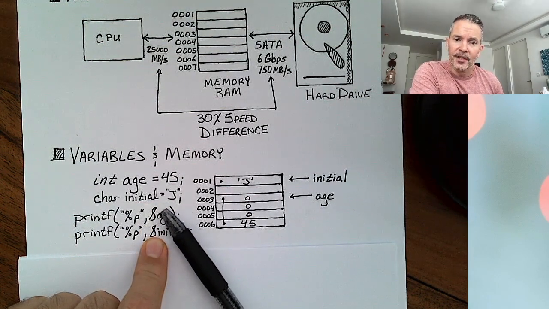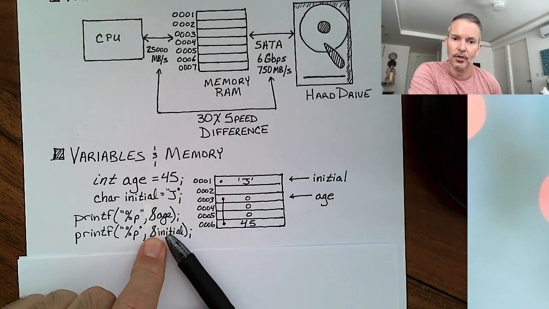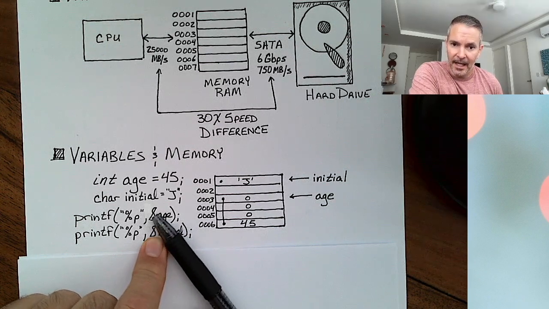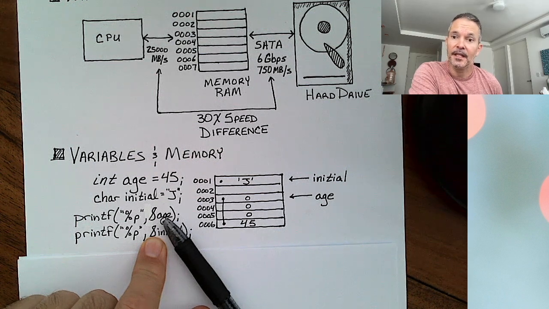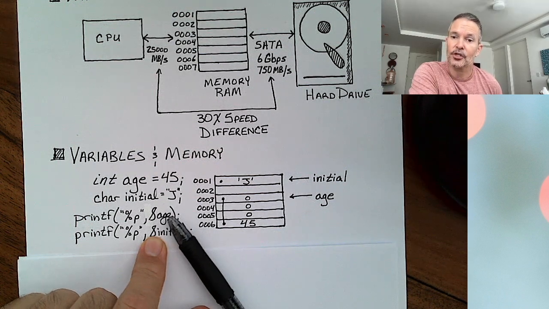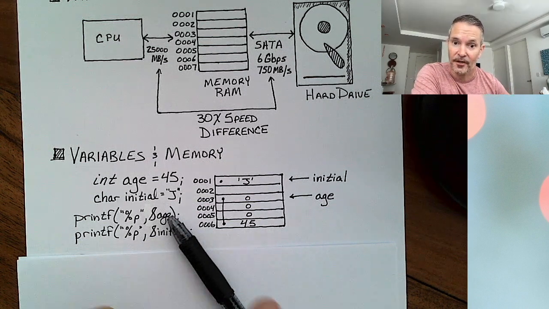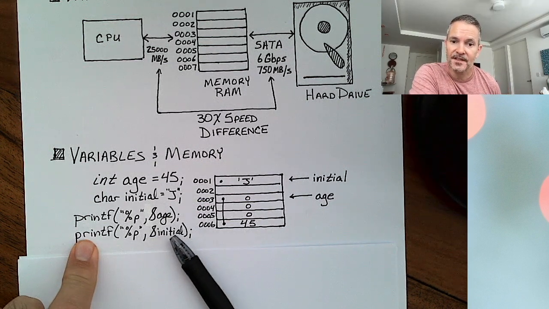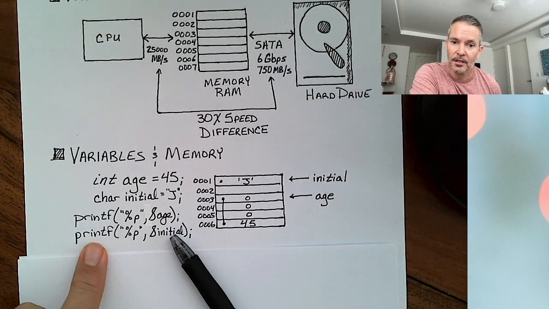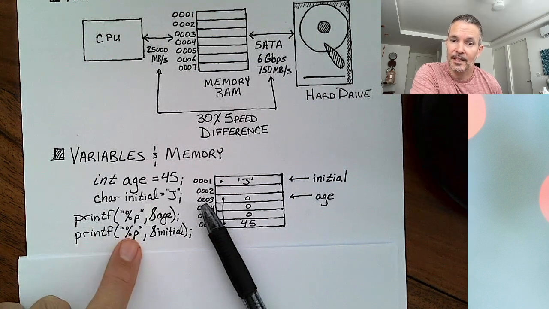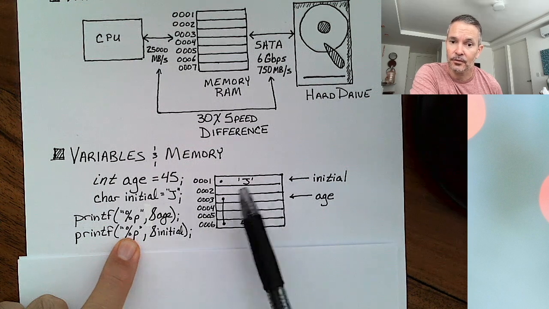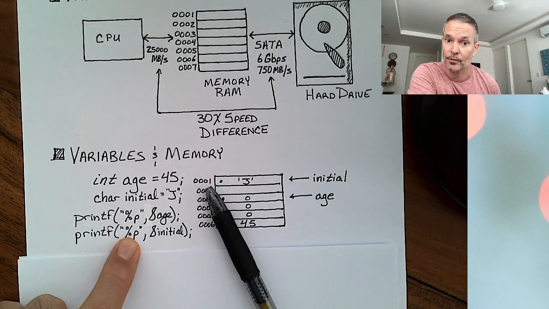Now, there's an operator I want to teach you about called the address operator, and it is an ampersand. If you place an ampersand in front of a variable name, the ampersand operator returns you the memory address of the variable. So in these two printf statements, what would print to the screen would be the address of age, which is 0003, and the address of the variable initial, which in my example is 0001.